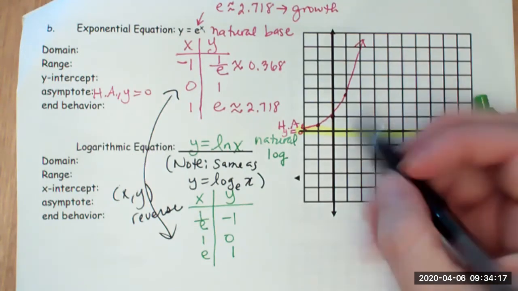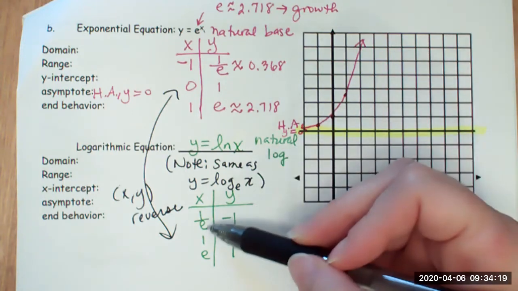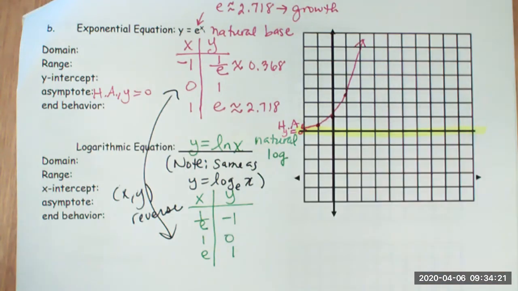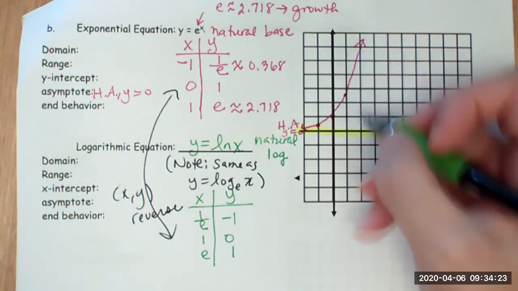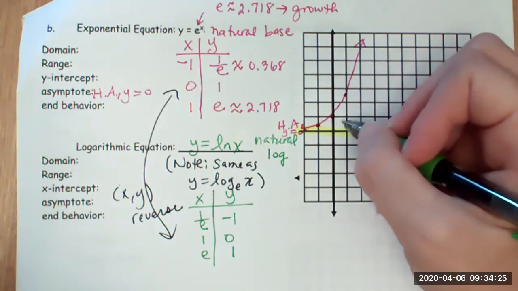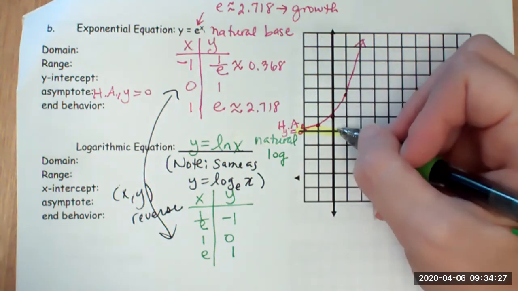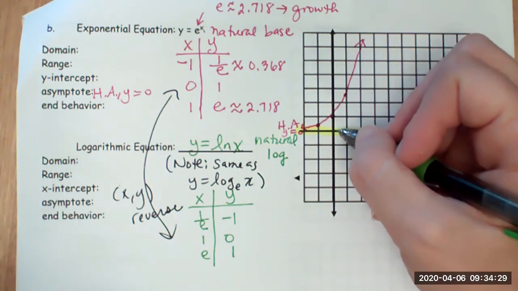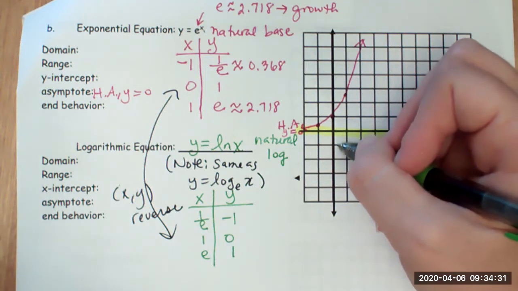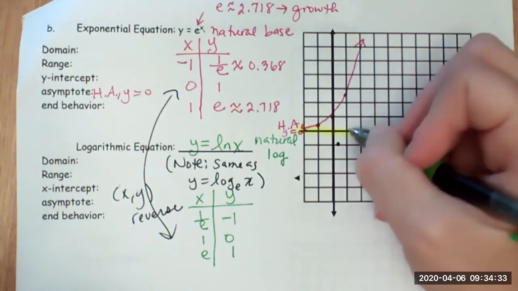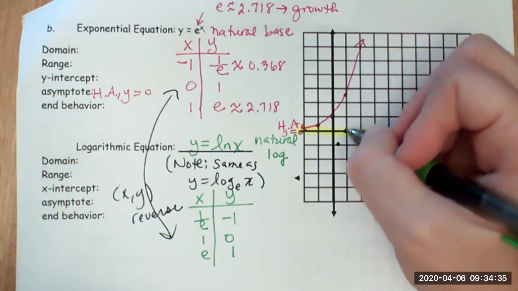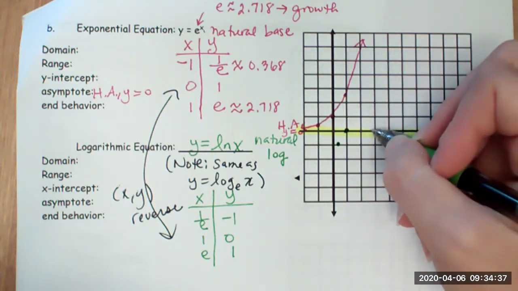And so we've got 0.368. Okay, so 0.368, -1, about a third, -1, 0, and then 2.718, and then 1.